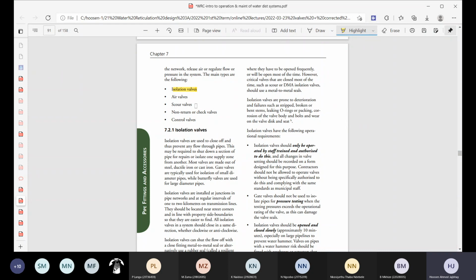Scour valves are used to drain a pipeline. So if you want to empty out the water from a pipeline for whatever reason, you may be doing some maintenance work on the pipeline, you may be doing repairs on the pipeline, and you need to empty it out.